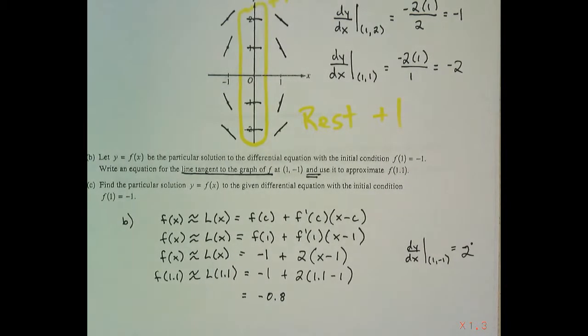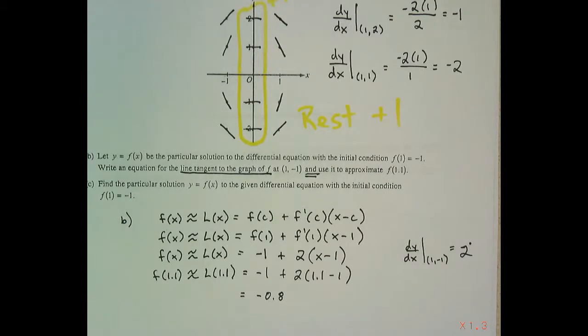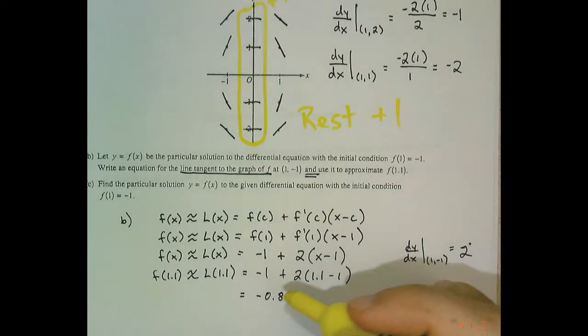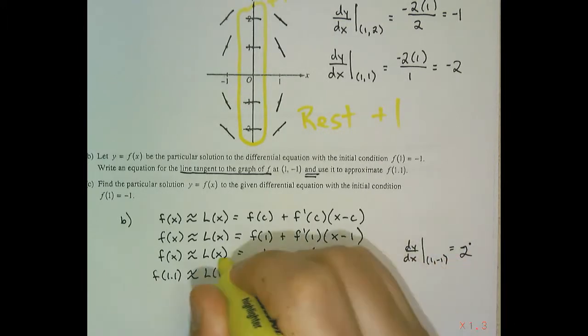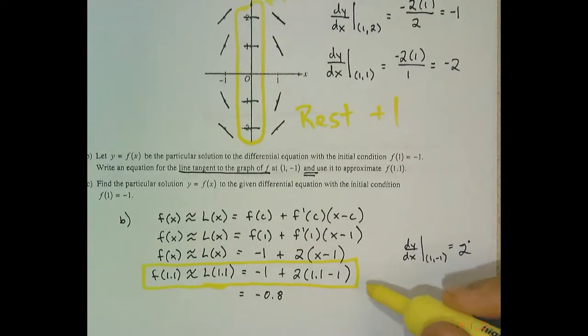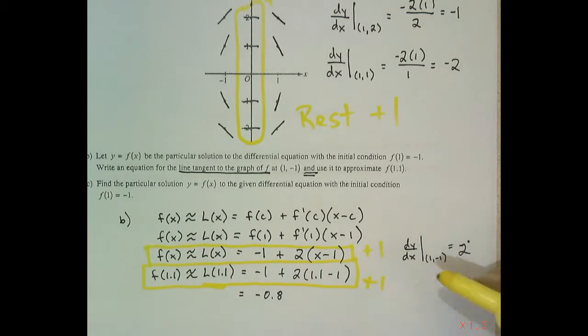It is a numeric answer, and that's good enough for credit. If you simplified it down to negative 0.8, awesome, but I would recommend stopping right here. You've written out the approximation. Okay? You get 1 point if your approximation is correct, and you get 1 point if you have the tangent line correct. That's 2 points.